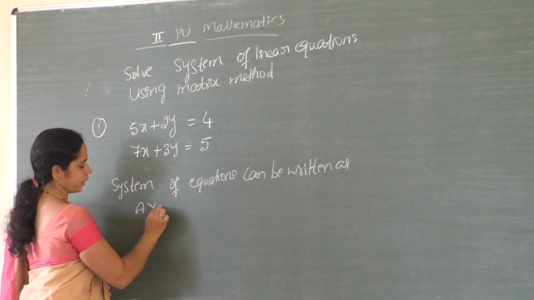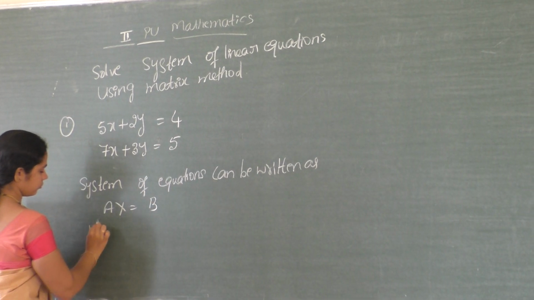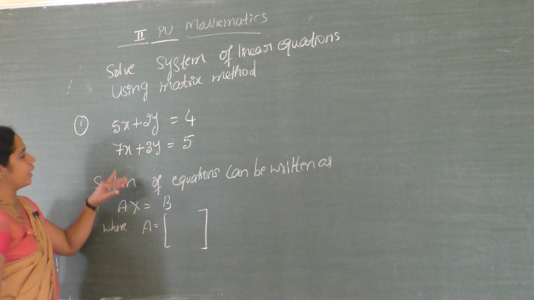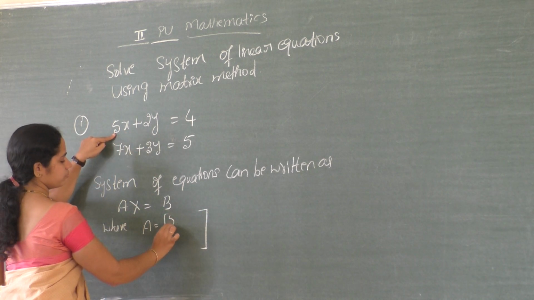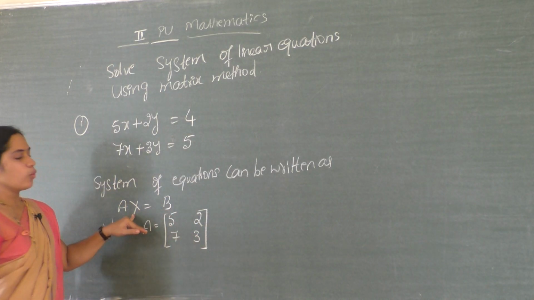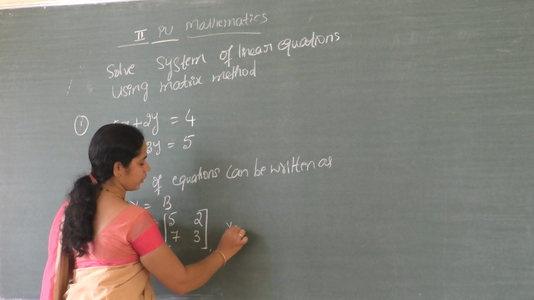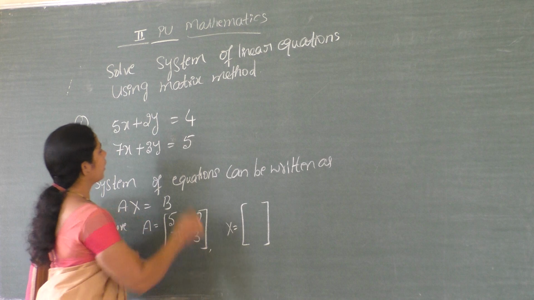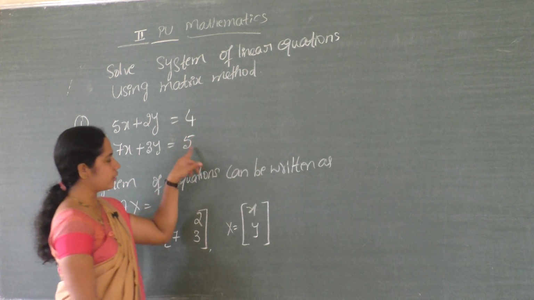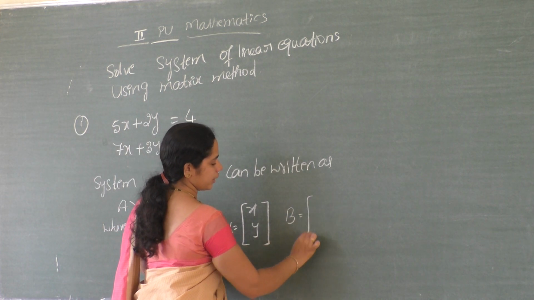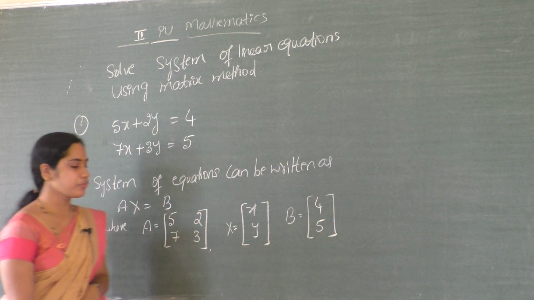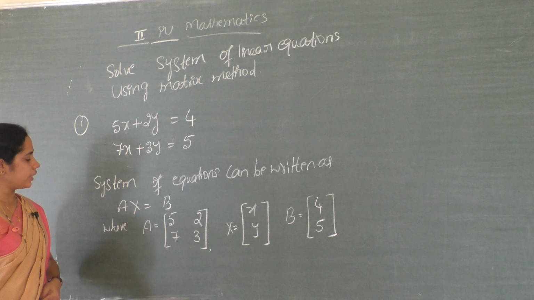AX is equal to B, where what is A here? A is the coefficient values. Here 1, 2, 7, 3. What is X? X is the unknown value. What are the unknowns here? Two unknowns, x and y. Then this is the constant values. It can be taken as B, that is 4, 5.